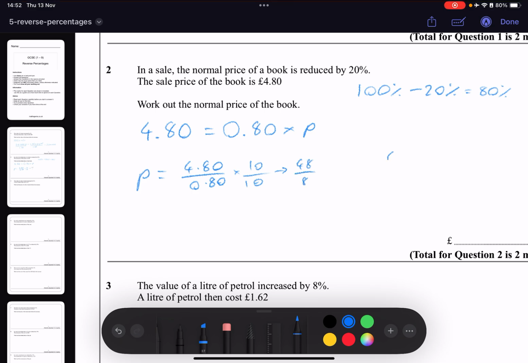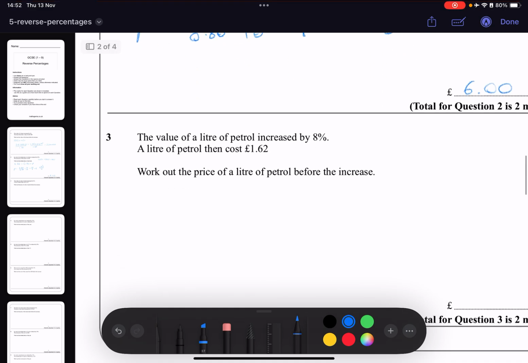And we can just do this on paper. 48 divided by 8. So 8 into 4 doesn't go. 8 into 48, well, 6 times 8 is 48, and that's it. Okay, so the value is £6. Again, £6 for a book. Pretty sensible price. Reasonably cheap, but it's nothing crazy big, crazy small. So that seems sensible. We're okay.